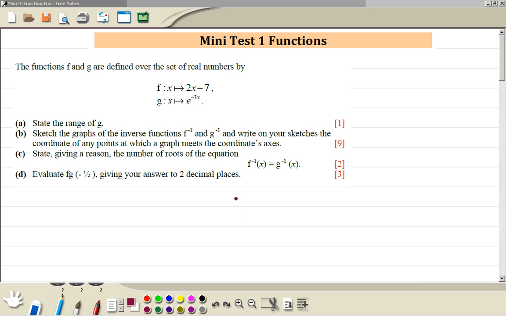Try this question yourself. When you've done it, then check the answers.